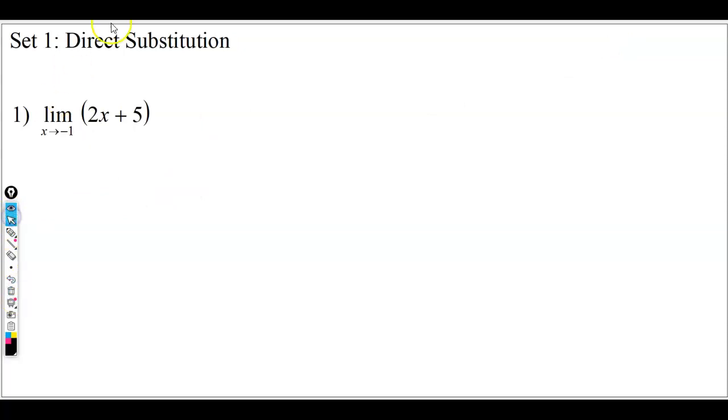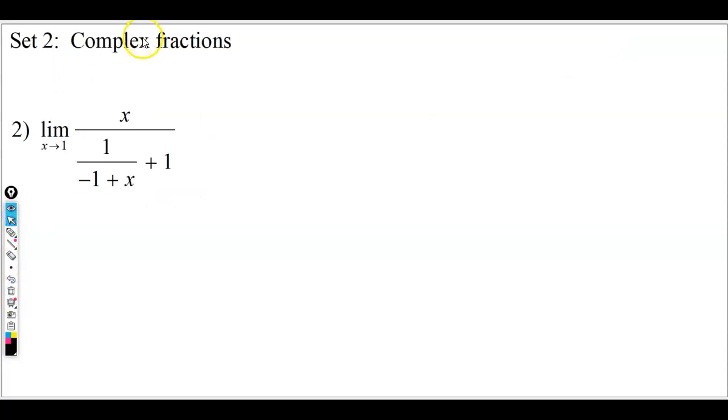You always try direct substitution first. Let's take a look at another one. Complex fractions. It goes from being super easy to something a little bit uglier. All right, how do we deal with complex fractions? That means when you have a fraction inside a fraction. Well, first of all, you may notice that direct substitution is going to cause a problem.